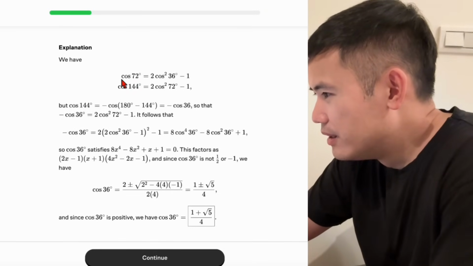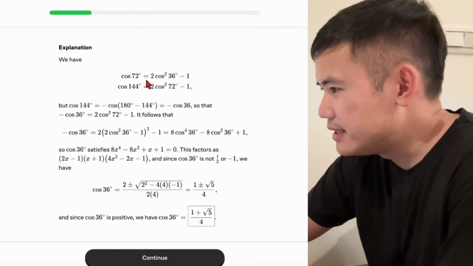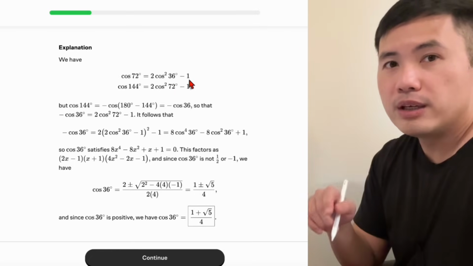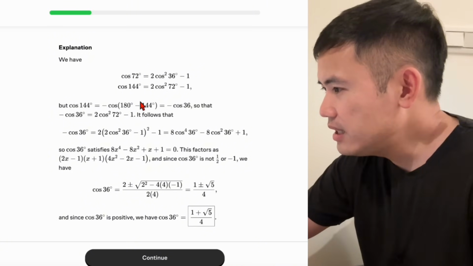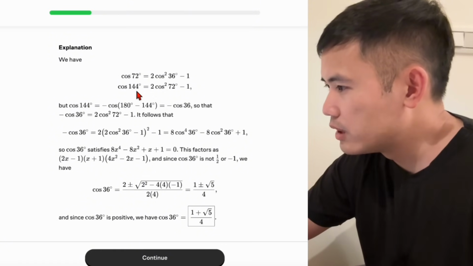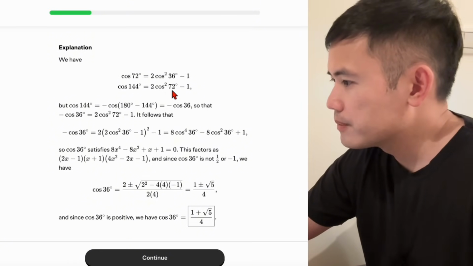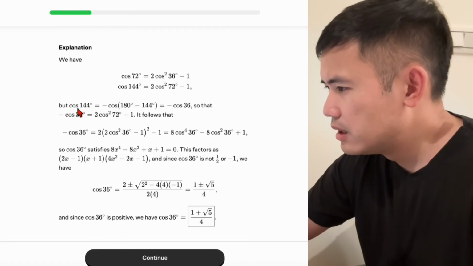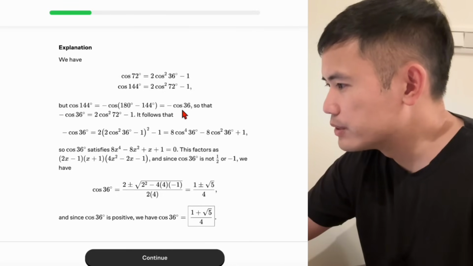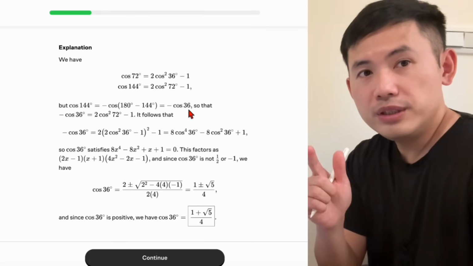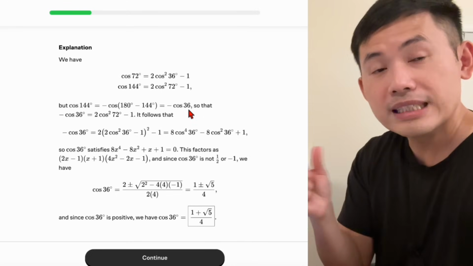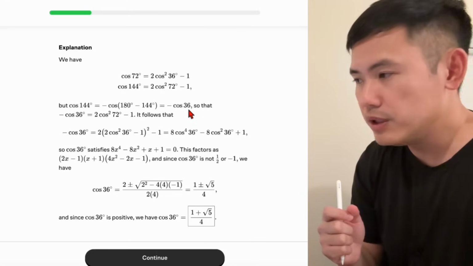Okay. So first we have cosine 72 degrees is equal to 2 cosine squared 36 degrees minus 1. They use the double angle identity for cosine. And then they did it again. Right here, cosine 144 degrees is equal to 2 cosine squared 72 degrees minus 1. Okay. And then notice that cosine 144 degrees is equal to negative cosine of 36 degrees. The reason is because 36 degrees and 144 degrees are supplementary angles. They add up to 180 degrees.